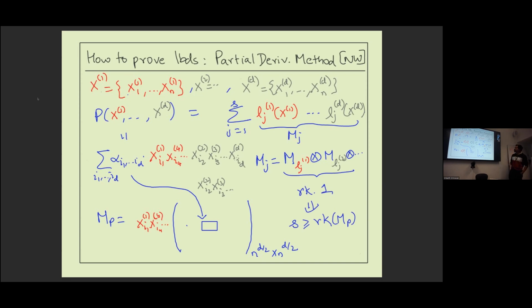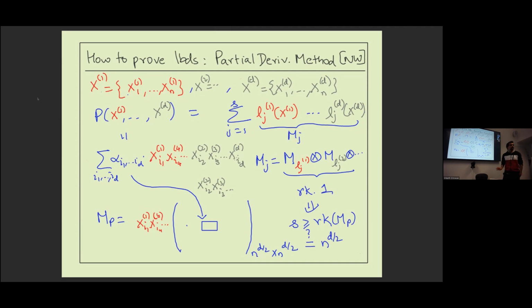Which means that this is a sum of S terms, a sum of S rank 1 matrices, and therefore the partial derivative matrix corresponding to this expression has rank at most S. Now if we choose a polynomial judiciously, if we set it up so that this matrix is full rank, the only way you can manufacture a polynomial like this is to take S to be as big as the dimensions of this matrix. So if we set it up so the polynomial is full rank, we can get S to be as big as n to the d by 2.